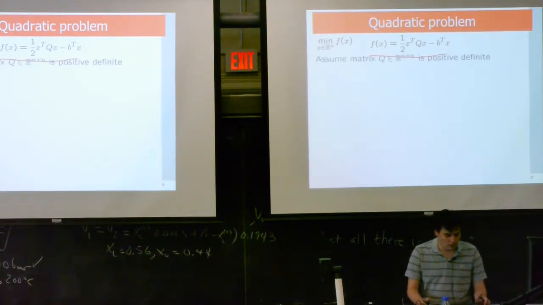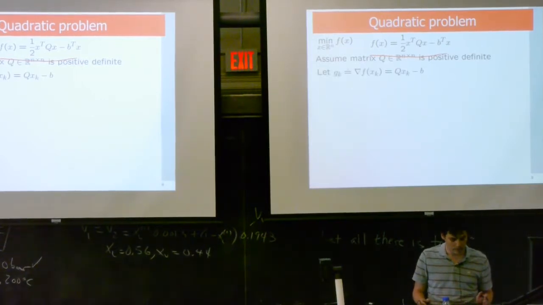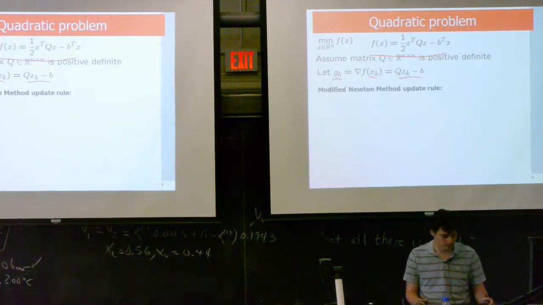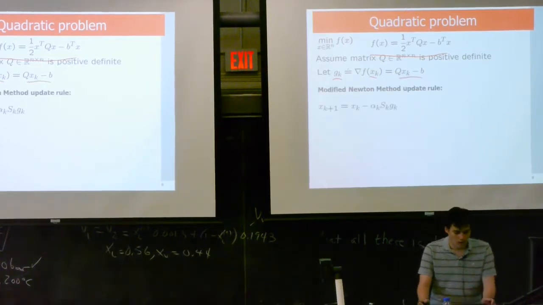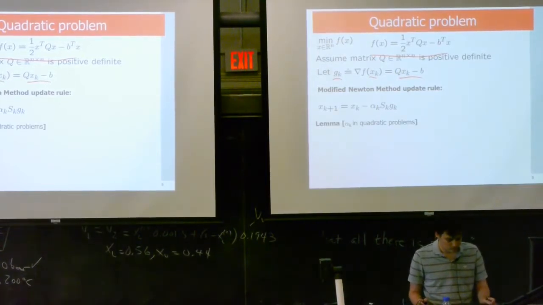And we want to minimize this, and we assume that Q is positive definite. For the gradient, we will use the same notation, g_k. So g_k is the gradient at a point x_k, and of course is Q x_k minus b. So this is the modified Newton's update rule.